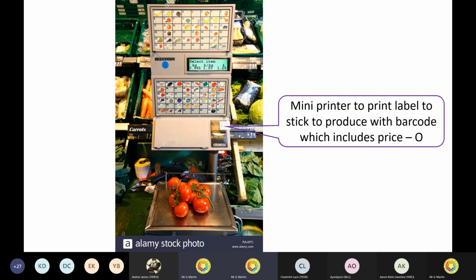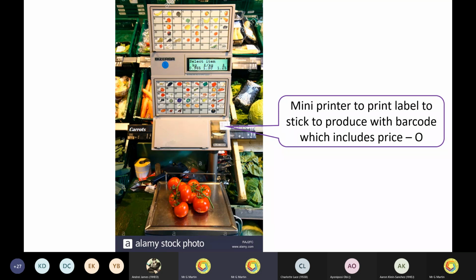If you look carefully, there's a mini printer there which will print a label to stick on the produce with a barcode, but that barcode will include the price, unlike the barcode on, say, a tin of beans, which will only have the product ID. This, because it's printed in the supermarket and not by the manufacturer of the beans, would actually be able to print the barcode, which can include a price, which speeds up the time at the checkout. So therefore, that method is chosen because of speed. It's also quite a cheap method to use, printing a barcode.